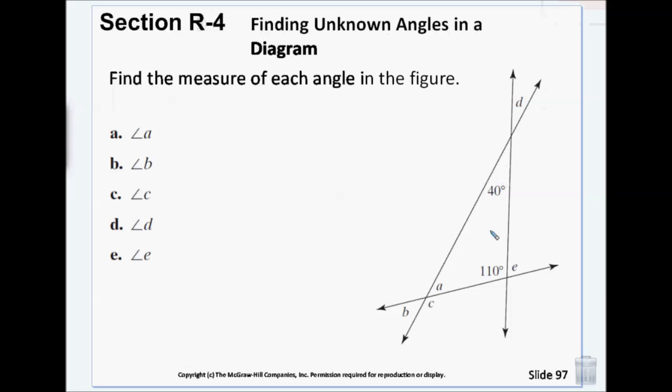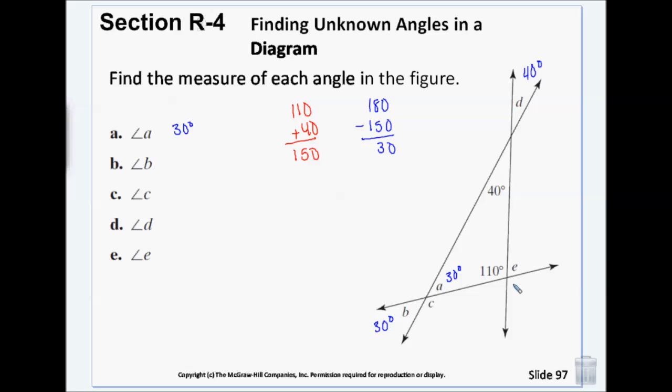If I am given two angles in a triangle, I can find the third angle in the triangle. So I have 40 and 110. So 110 plus 40 is going to be 150. And the triangle in total is 180. So 180 minus 150 is 30. So this one's going to be 30 degrees. And then I have vertical angles, here and here. So if this is 30, this is 30. And if this is 40, this is 40.